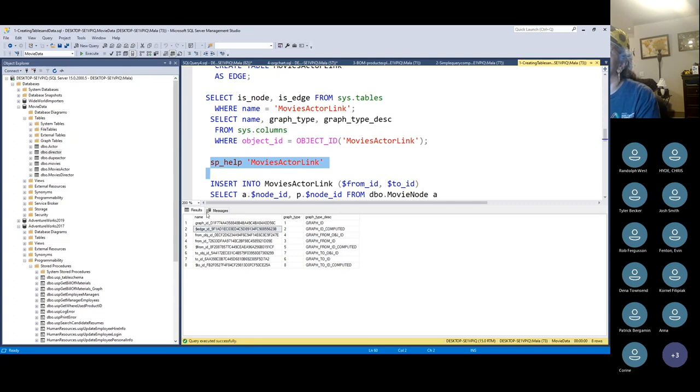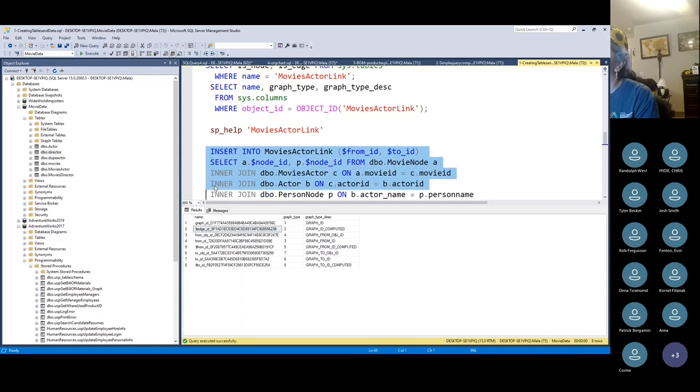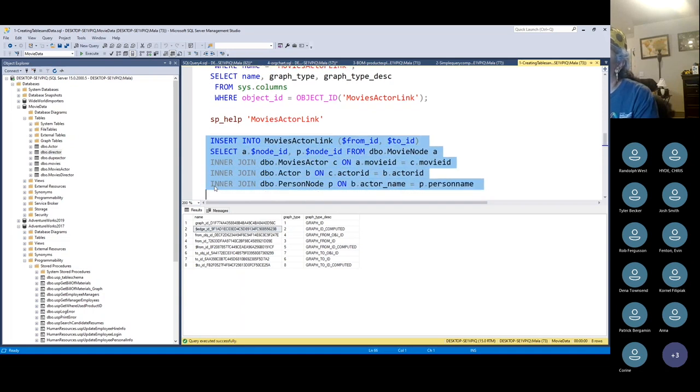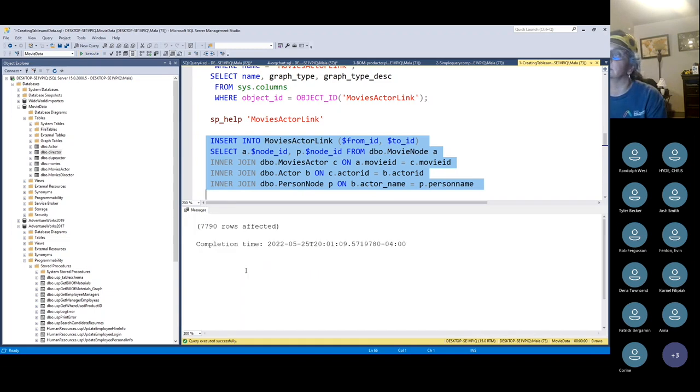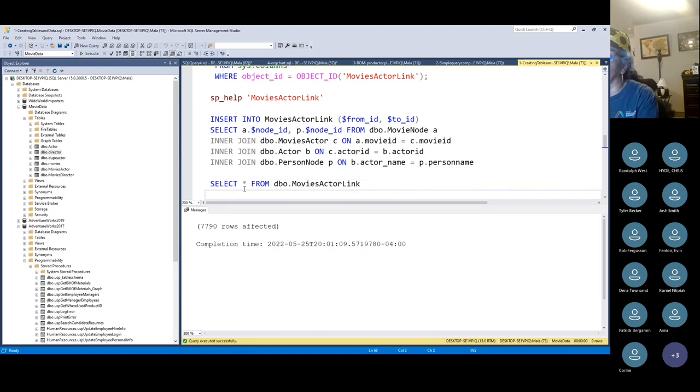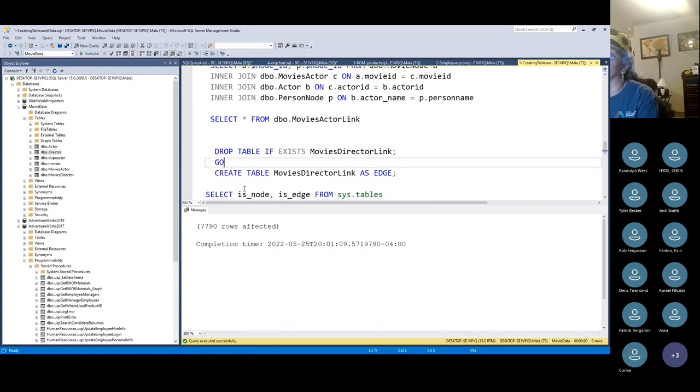Okay, insert into movie actors from ID to ID. So essentially what I do is just do a join on my relational tables and join it along with the node table I created to create my links.